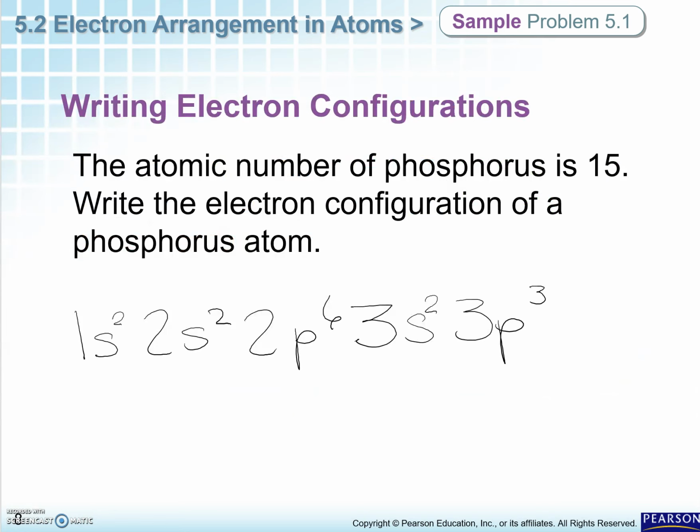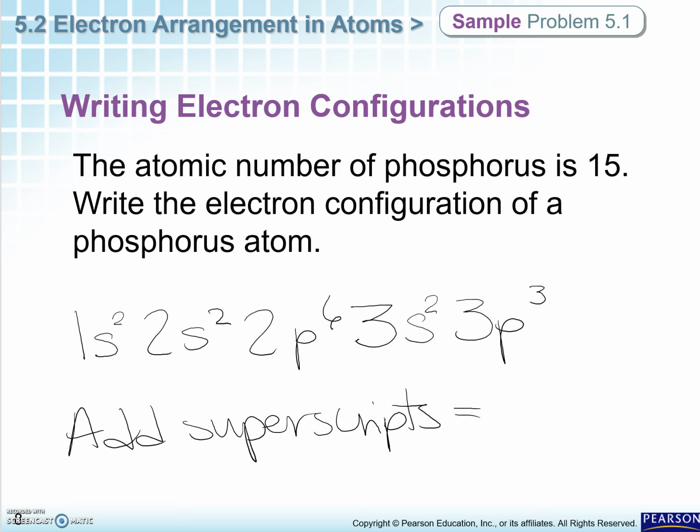3p3. Now let's double check and make sure that we have all of our electrons accounted for. So we're going to add our superscripts. All right, let's check. We have 2 plus 2 is 4, plus 6 is 10, plus another 2 is 12, and finally plus 3, that's a total of 15, and that is exactly how many electrons phosphorus has. So we must have done it right.